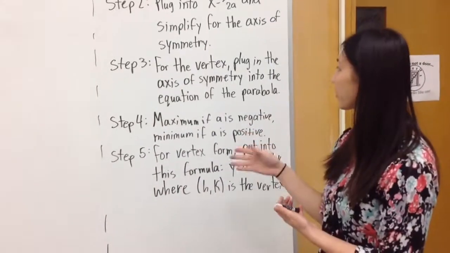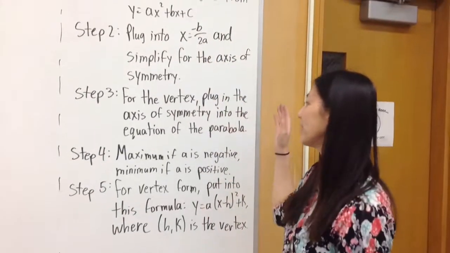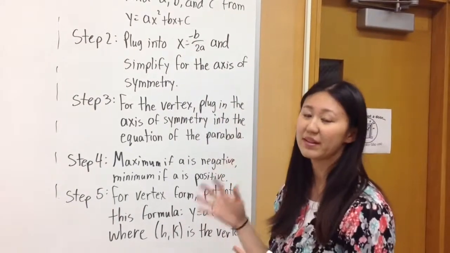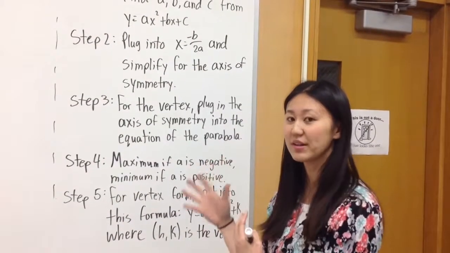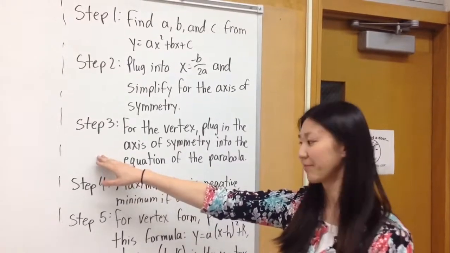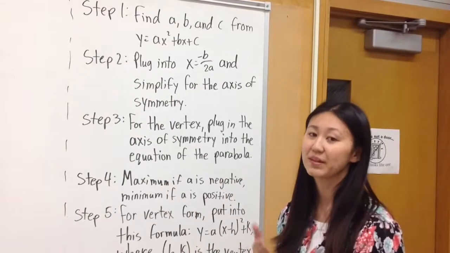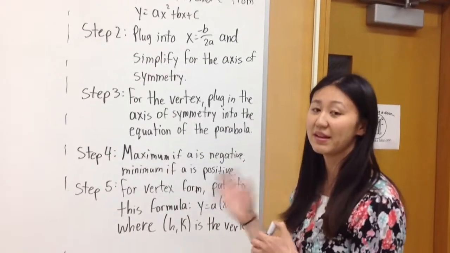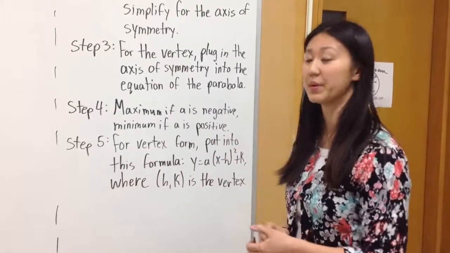After that, you're going to find the vertex. So to find the vertex, whatever you got here, you're going to plug that into the equation of the parabola. That's going to give us our y value. So remember, the vertex is the point, so the x-coordinate is the axis of symmetry, the y-coordinate is whatever you get here in step 3. Step 4 is to see if it's a maximum or minimum. It's going to be a maximum if A is negative. If A is positive, it's going to be a minimum.